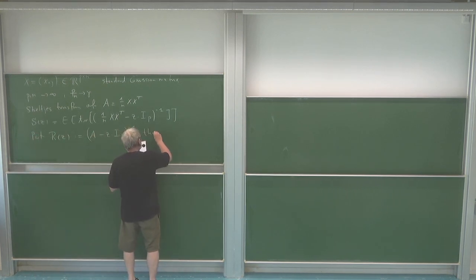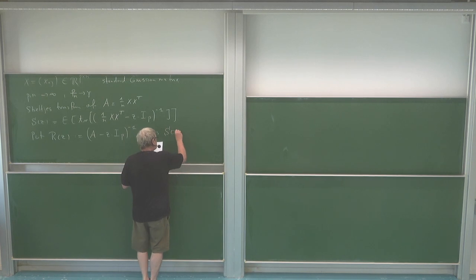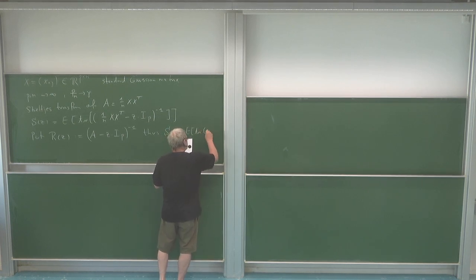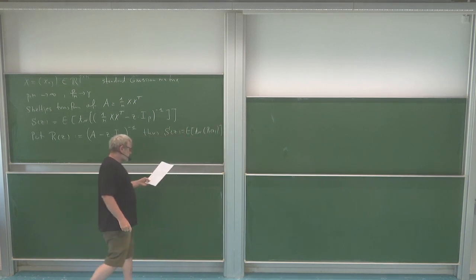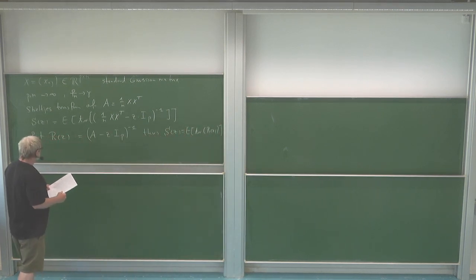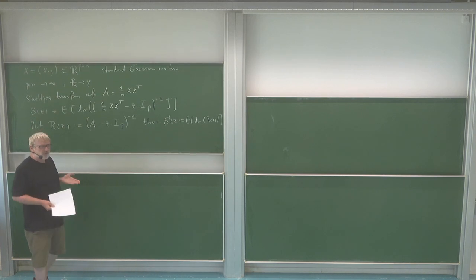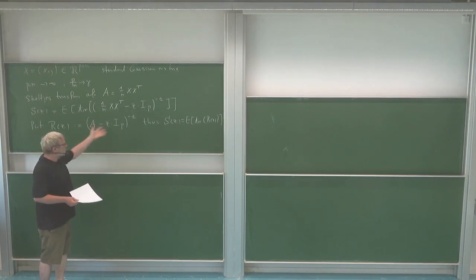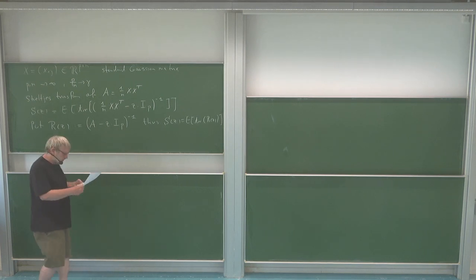So S of Z, this is a function in complex numbers, so this is the expectation of the normalized trace of the resolvent. And now I want to derive an equation, and for this we start from the fact that the resolvent is the inverse of this, and we just write down what this means.